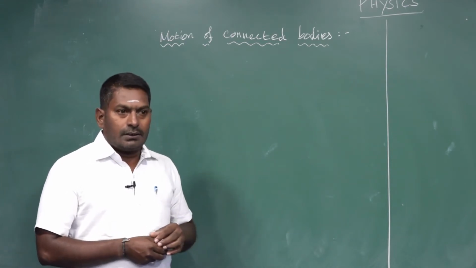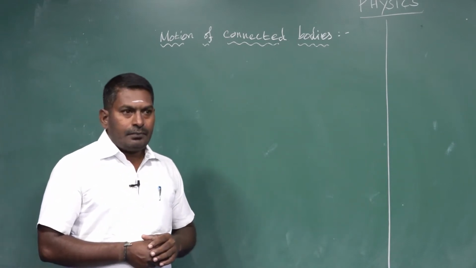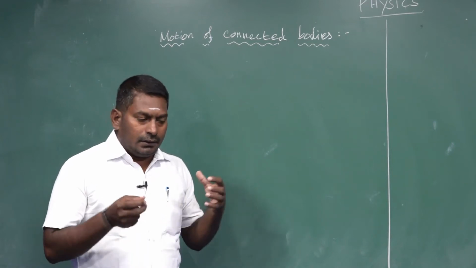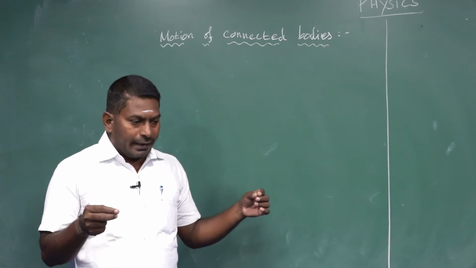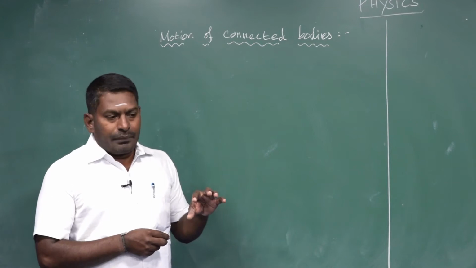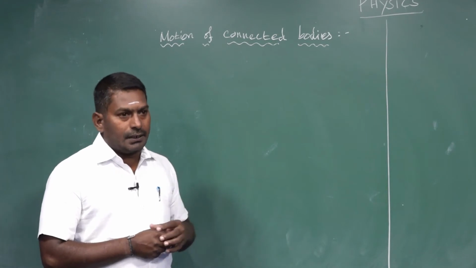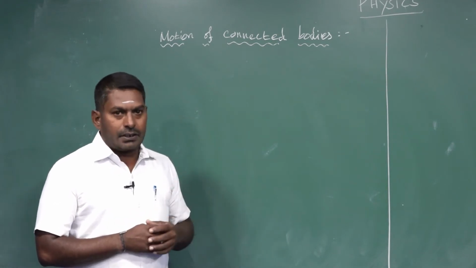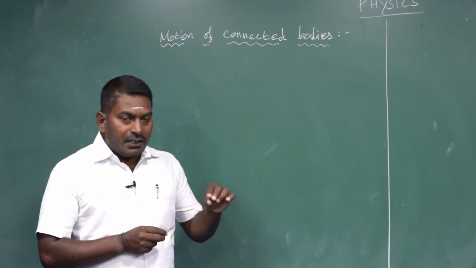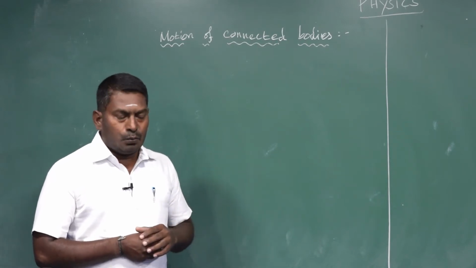Today in this video session, we will discuss the motion of connected bodies. So what is the motion of connected bodies? Take two objects connected by a string. After connecting them by a string, apply a force. After applying the force, the bodies are set into acceleration. We are going to calculate the acceleration, and the tension produced in the string by the external force acting on the two bodies.